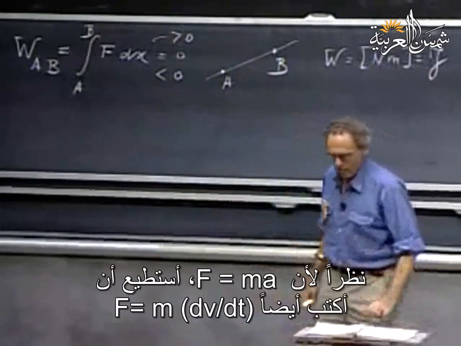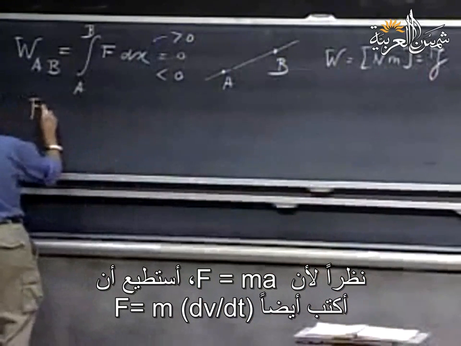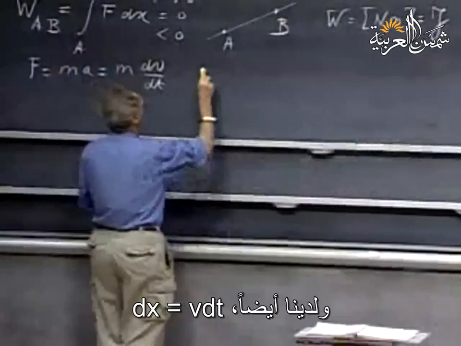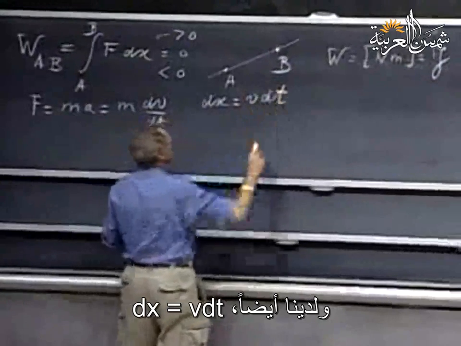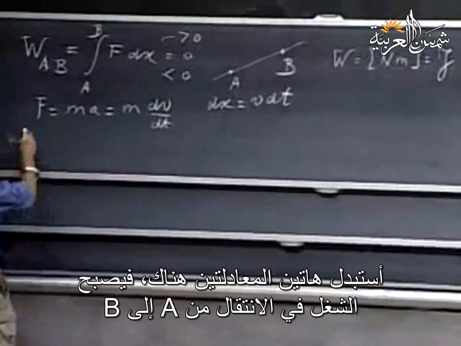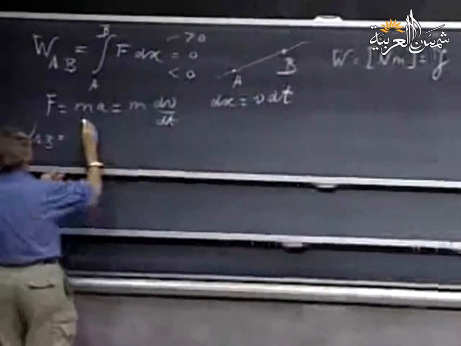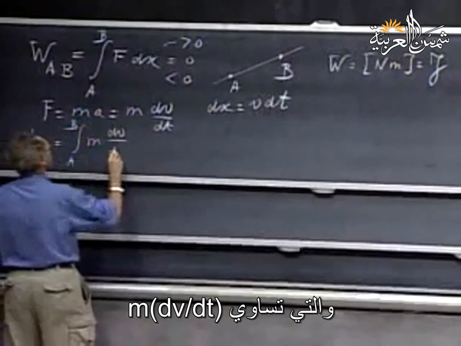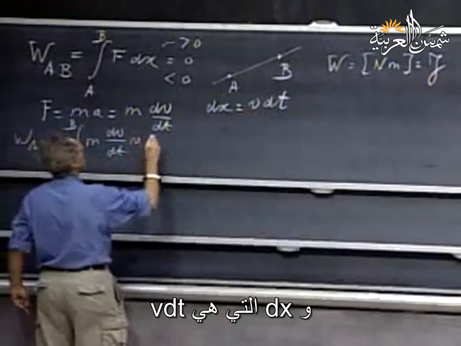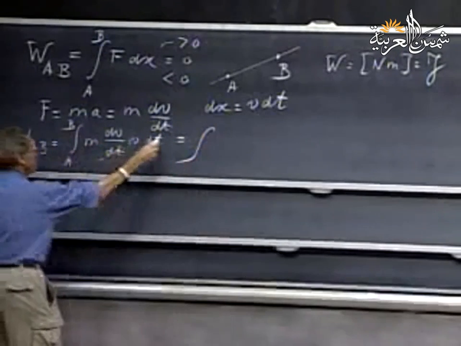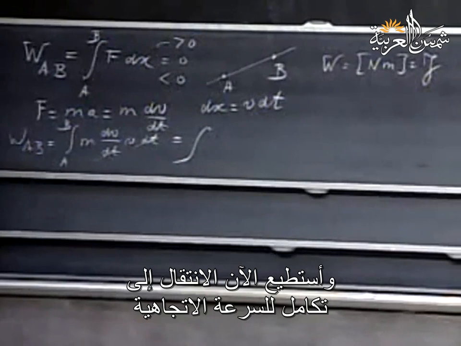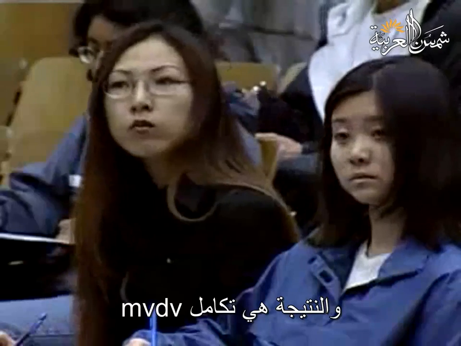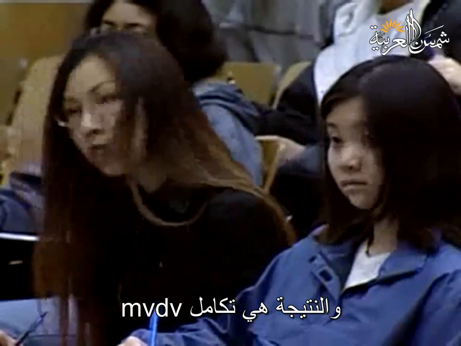F equals ma, so therefore I can also write for this m dv/dt, and for dx, I can write v dt. I substitute that in there, so the work in going from A to B is the integral from A to B of the force, which is m dv/dt, times dx, which is v dt. And look what I can do. I can eliminate time, and I can now go to an integral over velocity, from velocity VA to velocity VB, and I get m times v times dv.